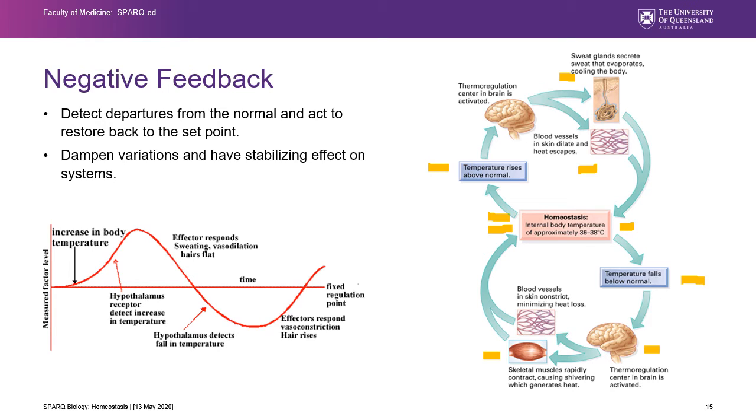So you can see, if we graphed this, you would have an increase in temperature here, which raises the body temperature. As we sweat or vasodilation occurs, the body temperature decreases. If it decreases too much, the hypothalamus detects that change and responds by shivering or by vasoconstriction, which causes the temperature to rise. This fluctuating graph is classic for negative feedback.